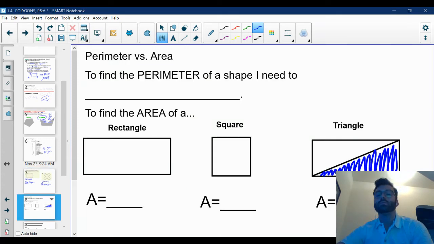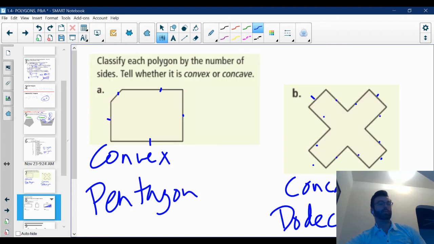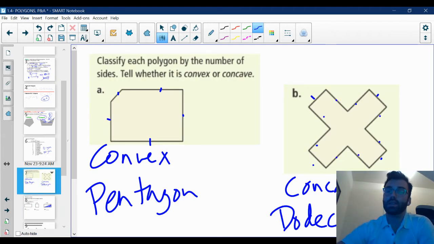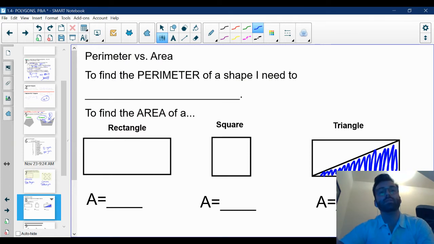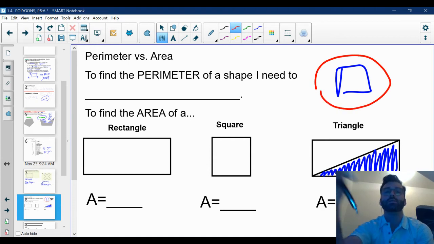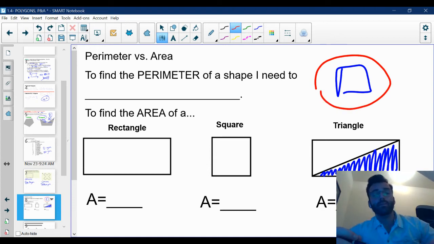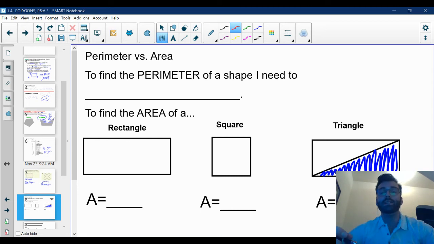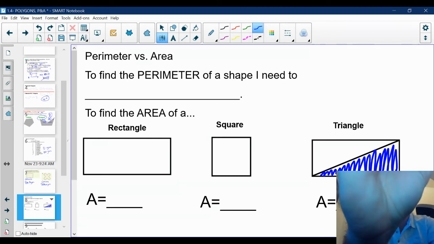All right, here we go. Now we're going to change gears a little bit. Hopefully you understand the difference between concave and convex. We're going to change gears and talk about perimeter versus area. Now, in movies, a lot of times you hear people say, secure the perimeter. What are they doing? Well, they're thinking about a building and they're going all the way around that building to secure that perimeter. Well, perimeter, I just need to add up all the sides.